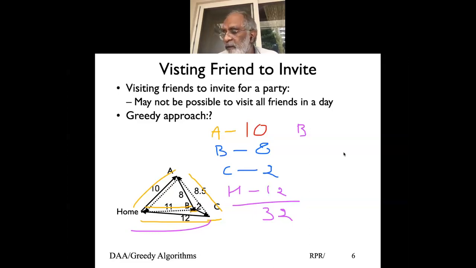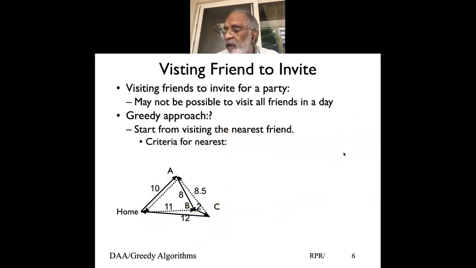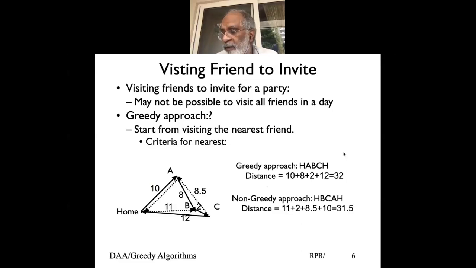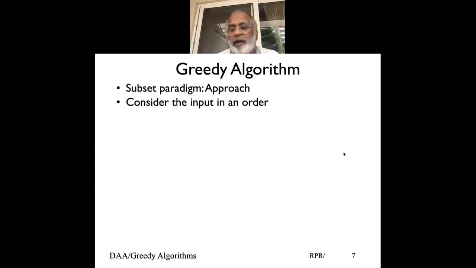So that means if I were to take a greedy approach, it does not give me the optimal solution where other approaches give me better, but the greedy approach does give me a solution. And that's the point I'm basically trying to make. My criterion is to go to the nearest house. We already did that. So let's look at what the basic greedy algorithm paradigm is.